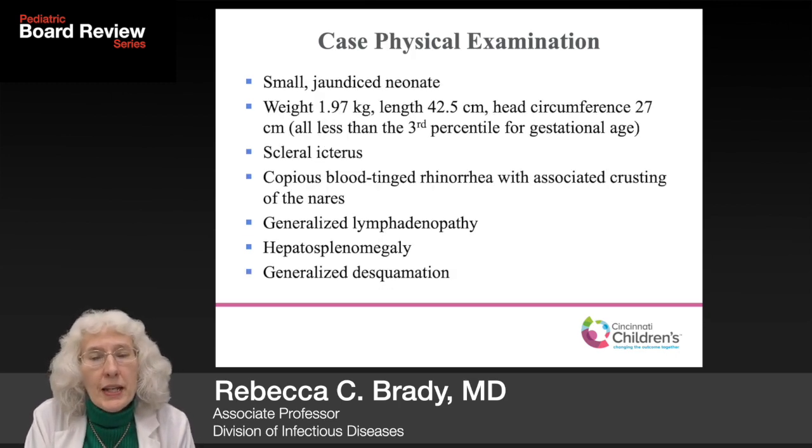On physical examination, this is a small neonate with jaundice. His weight is 1.97 kilograms. Length is 42.5 centimeters. Head circumference is 27 centimeters, and all of those are less than the 3rd percentile for gestational age. He has scleral icterus. There's copious blood-tinged rhinorrhea with occasional crusting noted of his nares. He has generalized lymphadenopathy with hepatosplenomegaly and generalized desquamation.